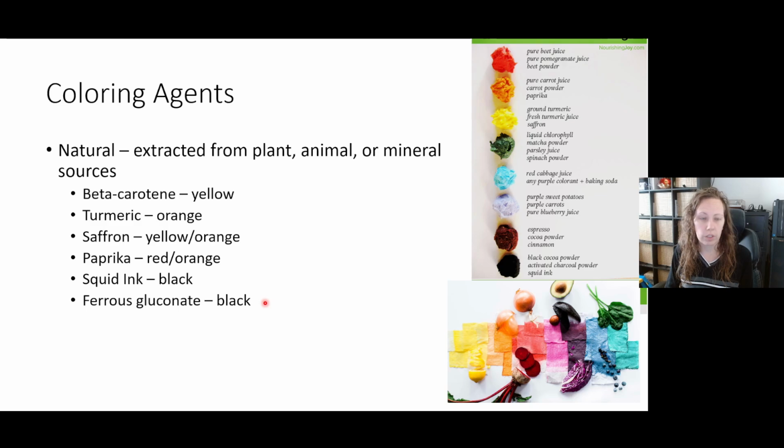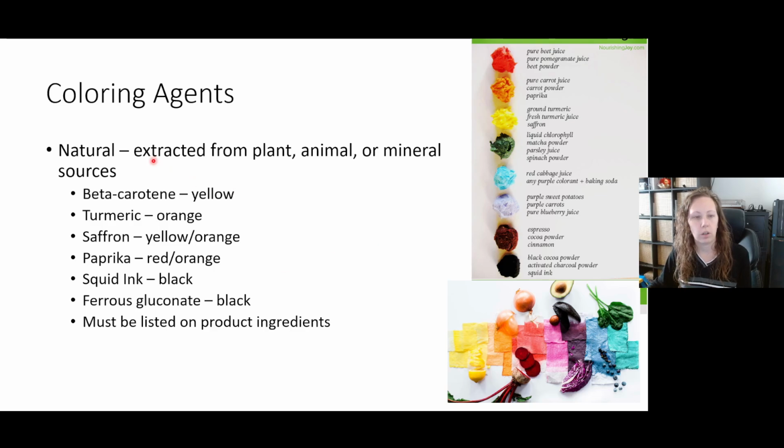Now for all of these coloring agents, they still must be listed on the product ingredients. So no matter which of these you use, you have to say in the ingredient label, list it out specifically. If you're using it for coloring, you must list what the coloring agent is, even if it's natural.